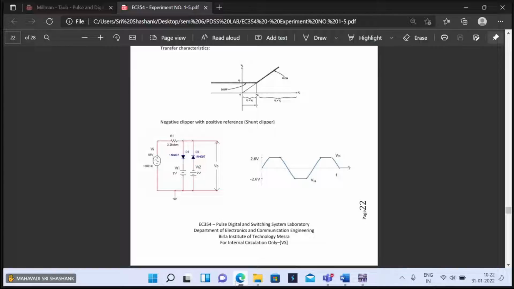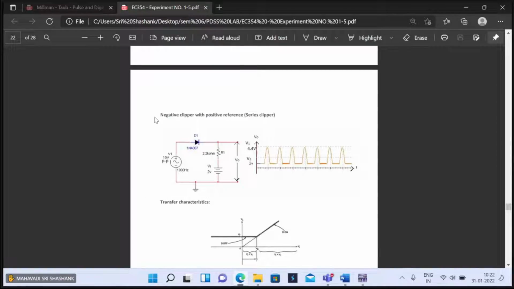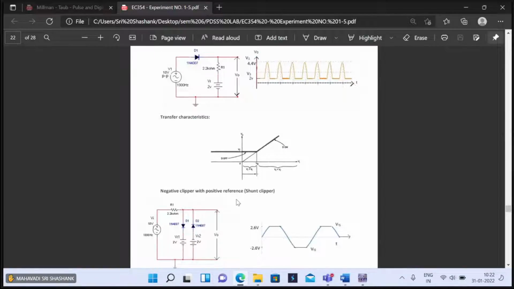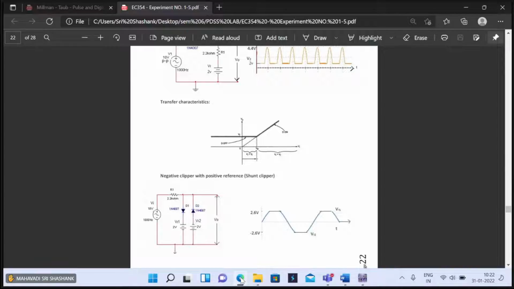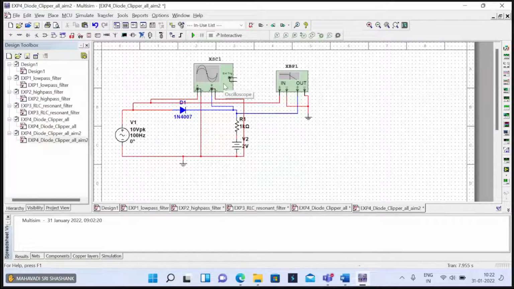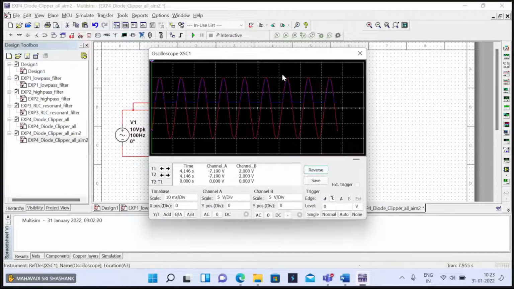Yes, ma'am, your input signal will be clipped because you can see the direction of the diodes is opposite in both. So one is acting as a positive clipper and the other is acting as a negative clipper. So it is just a derivation from the above one. Yes, exactly. They are doing the shunt clipping for negative as well as positive.